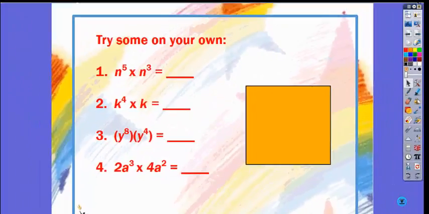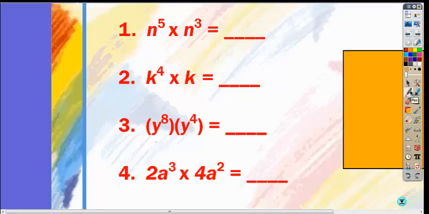So if you take a look, for number 1, do we have the same base? What is the base? N. So if we have n to the 5th times n to the 3rd, we keep the base, which is n, and then what do we do with the powers? So what's 5 plus 3? And you're done, if you need it.